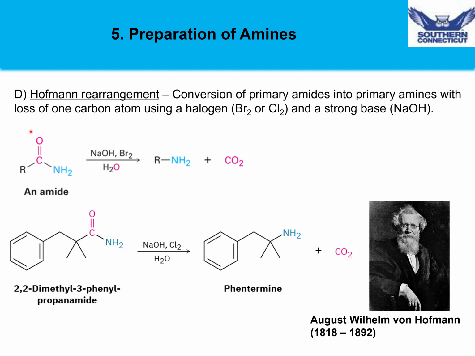Here's an example with a primary amide. If we use sodium hydroxide, bromine, and do the reaction in water, we can convert the amide into a primary amine with the loss of CO2. Note that essentially we have lost the carbonyl and we have joined the nitrogen to the alkyl group.